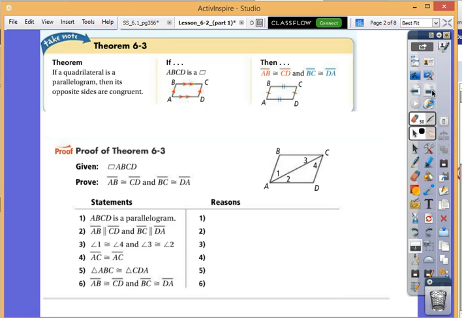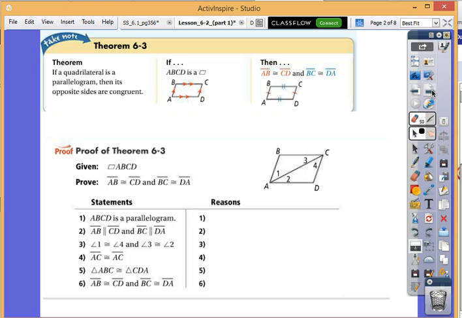So we're going to prove that if something is a parallelogram, then that automatically means that both pairs of its opposite sides, the sides that don't touch, will also be congruent. So they'll be the same length. Here's how we go about doing that.